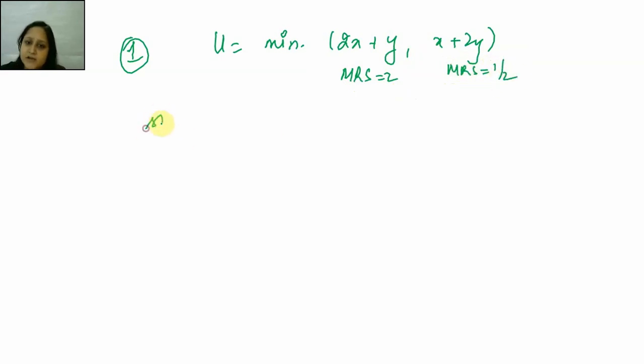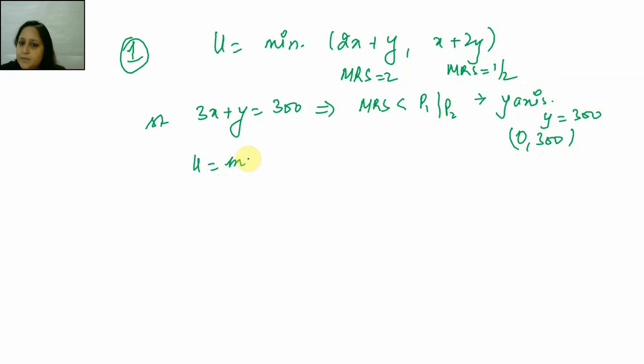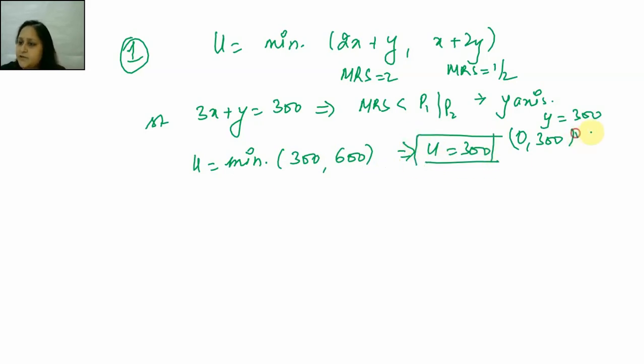The first case is subject to 3x plus y is equal to 300. According to us, since MRS is less than the price ratio, we will consume on the y-axis. If you are consuming on the y-axis, then y is equal to 300 और हमारा bundle is 0,300. With a bundle of 0,300, my utility will be minimum of 2x, which is 0, plus y, which is 300, comma 0 plus 2 into 300, which is 600. So my utility is 300. ठीक है? That is my answer according to this condition that we have achieved.